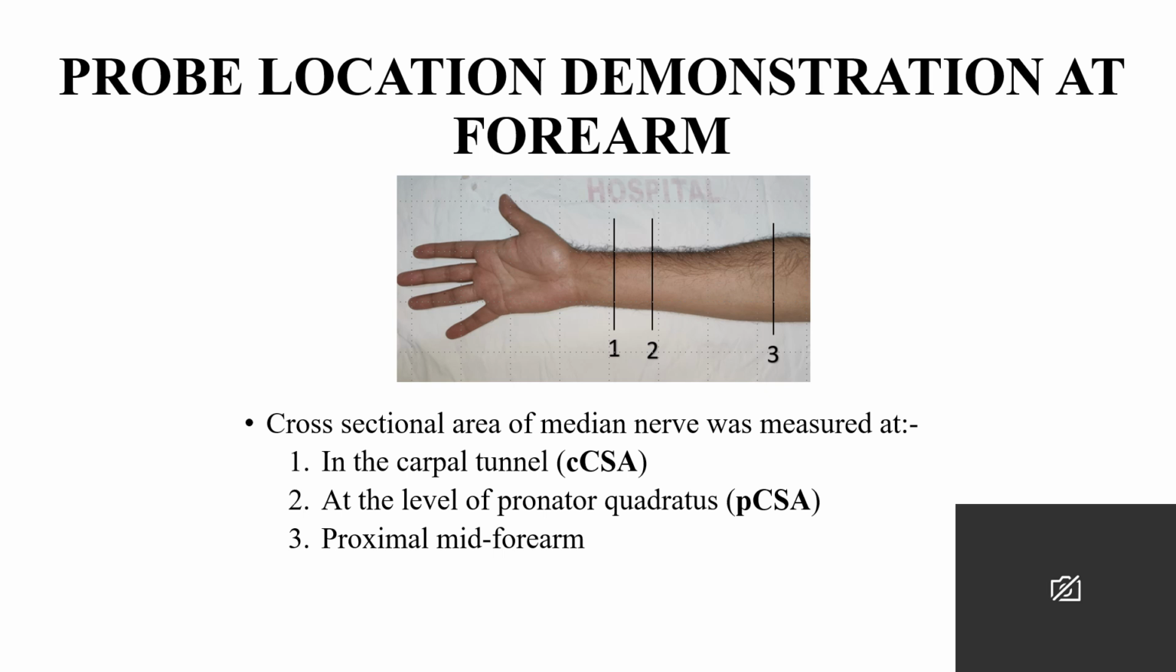This image demonstrates probe location at forearm. The first one is in the carpal tunnel, second one is at the level of pronator quadratus, and the third one is at the proximal midforearm.